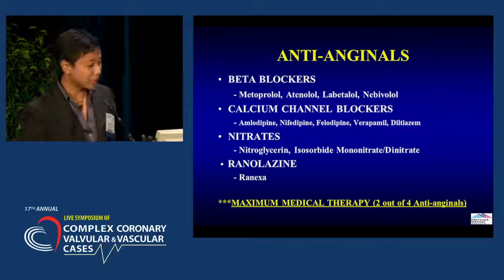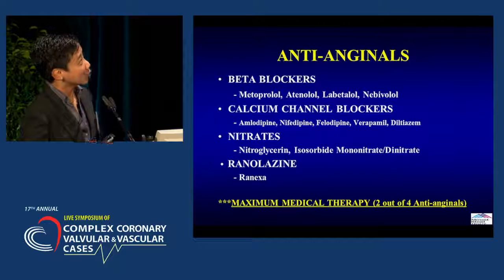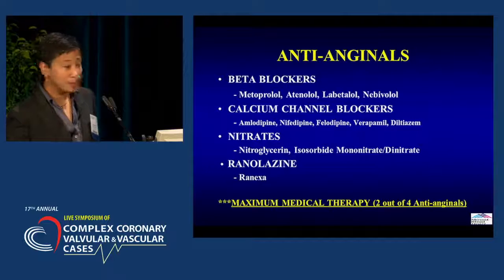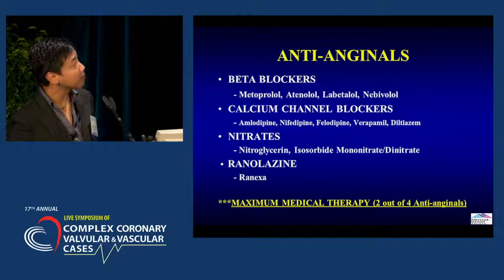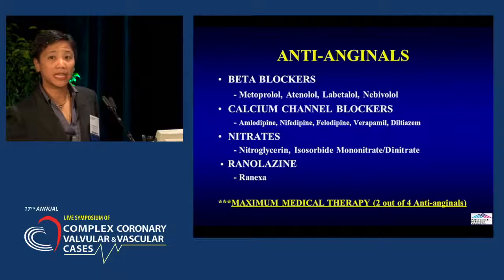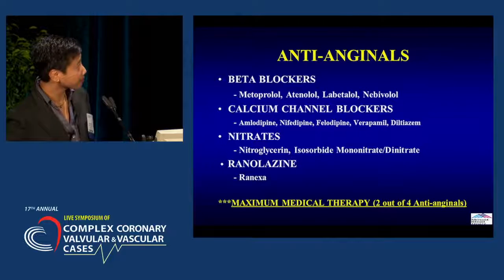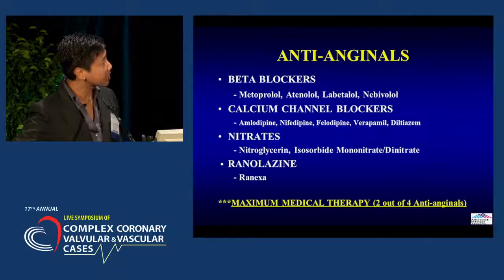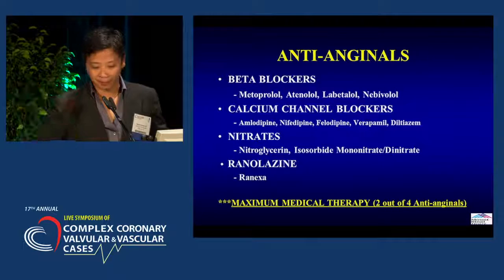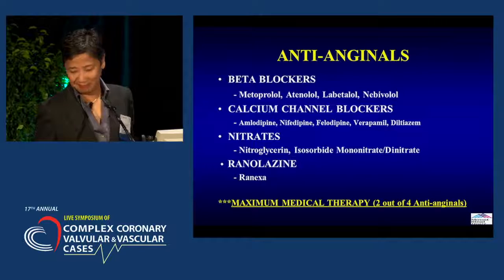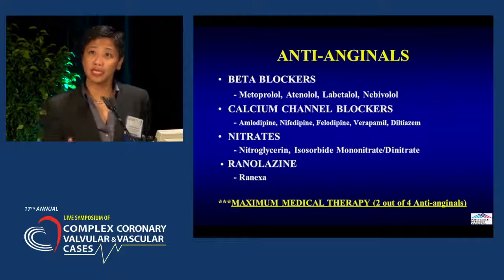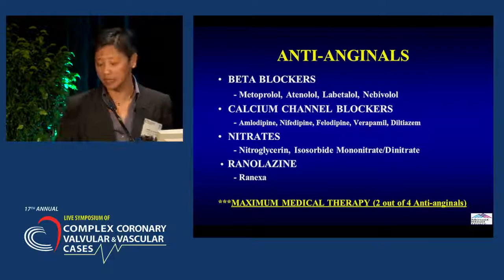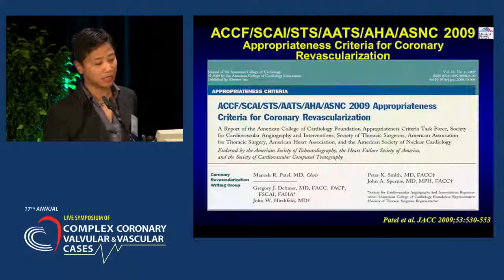Beta blockers, remember your -lols? Metoprolol, atenolol, labetalol, nebivolol. The calcium channel blockers: amlodipine, nifedipine, felodipine. But these two, they're calcium channel blockers, but they can affect the rate and rhythm of the heart. Nitrates: nitroglycerin, isosorbide, and for the past years, Ranexa. It's like a super nitrate, but it's a class of its own. So you can say that you're having maximal medical therapy if you have 2 out of 4 anti-anginals. You have optimized your medications.